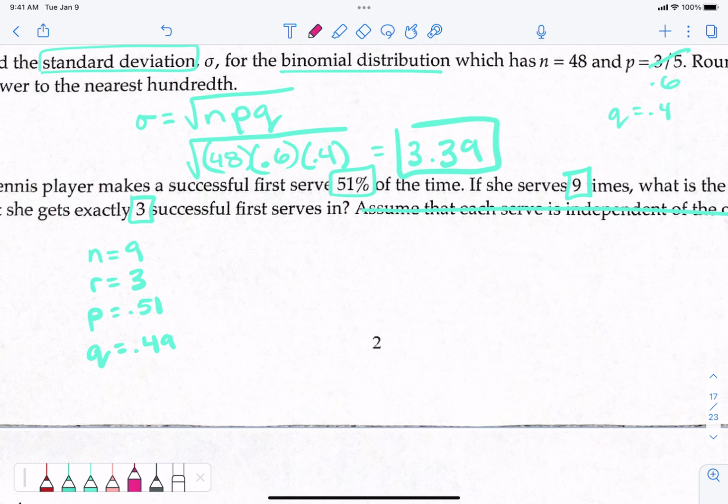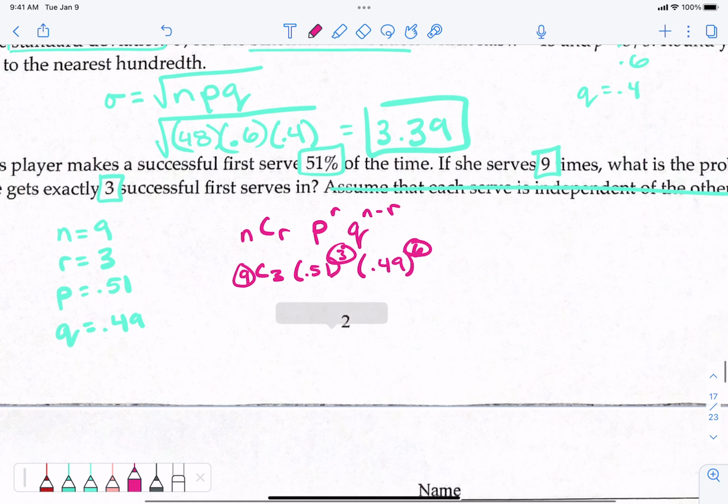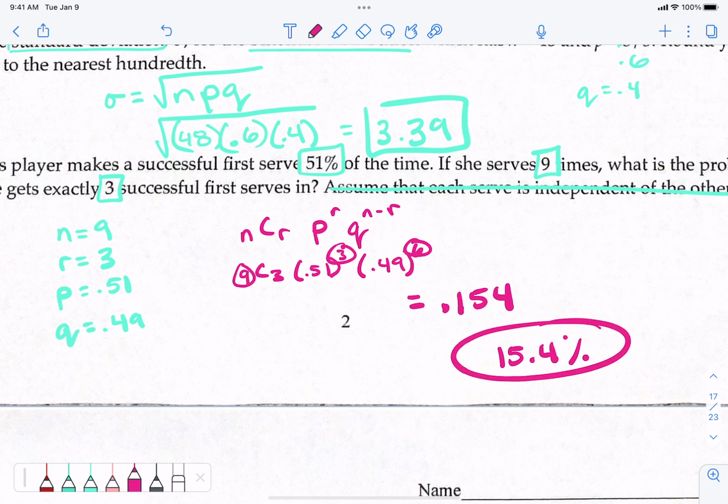The formula, right? nCr, p to the r, q to the n minus r. 9C3, 0.51 to the third power, 0.49 to the, what power is that one? 6th, right? Because 3 and 6 has to add up to be 9, right? Okay, if you do that, 0.154. Is that a decent probability? Probably not. 15.4% chance that she has exactly 3. That's okay.